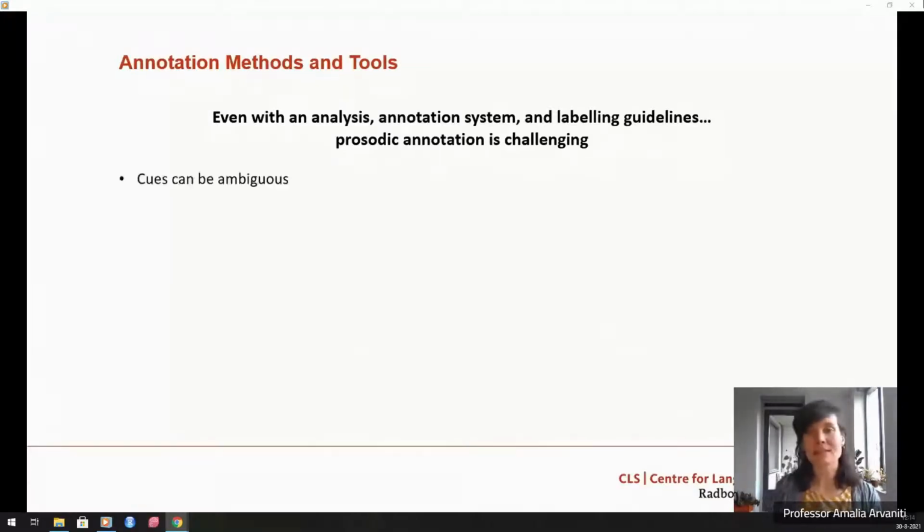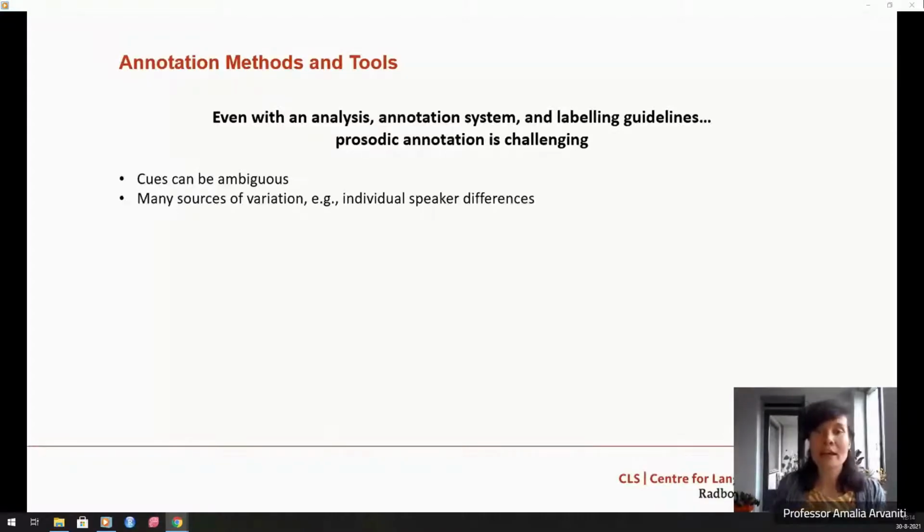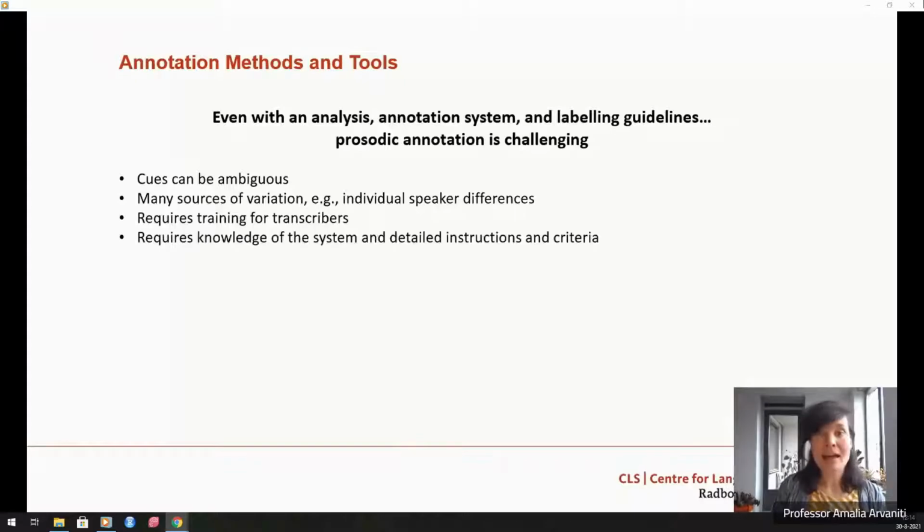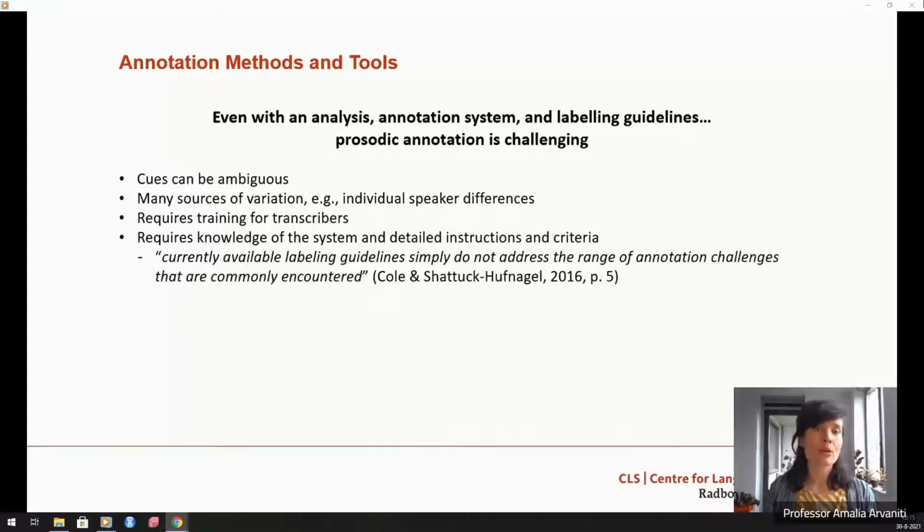Prosodically annotating a corpus is still a challenging task. Some of the reasons for this are that cues are ambiguous in the F0 contour, for example. There's also variation, as we discussed, including between speakers. Transcribers often need to be trained and have knowledge of the system as well as detailed guidelines that can help them. Though often guidelines do not address the whole range of annotation challenges that are commonly encountered by a transcriber.